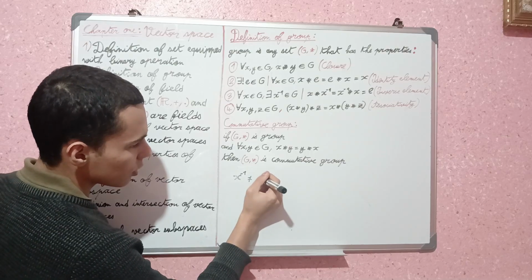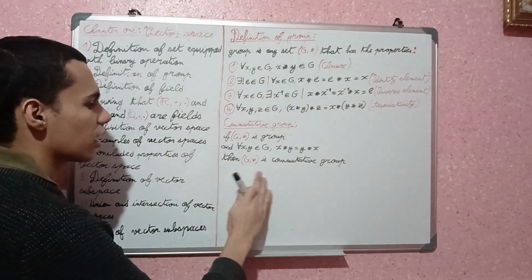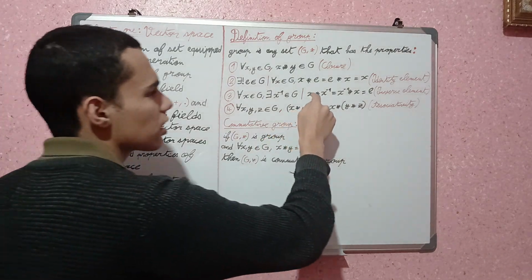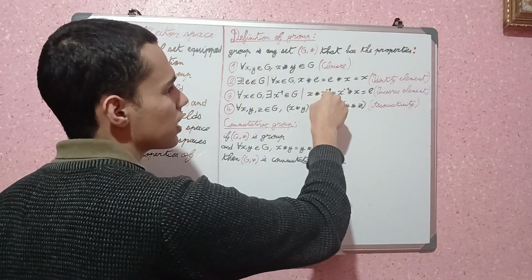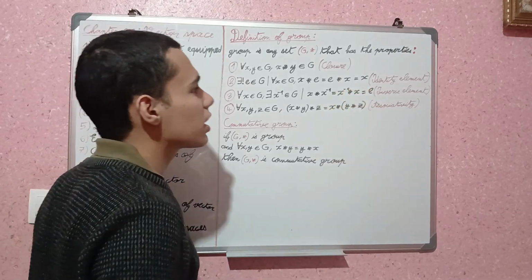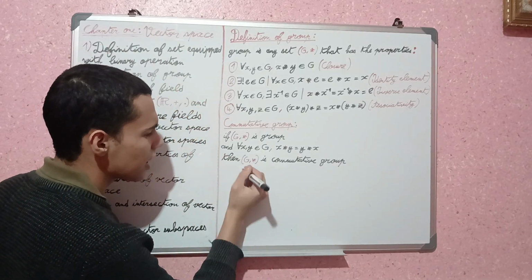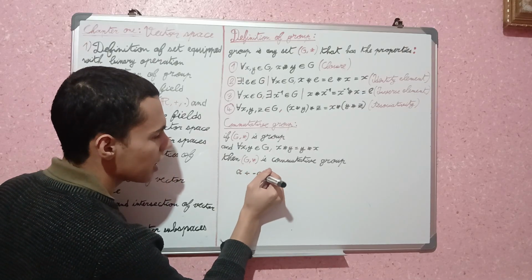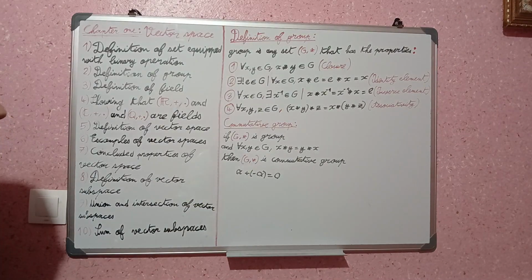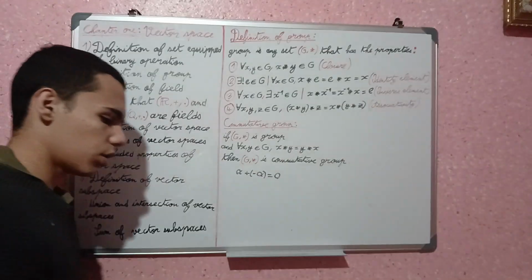This doesn't equal 1 over x. This is wrong in this context. We just mean that x has an inverse, such that x star inverse of x equals inverse of x star x, and equals e. For example, a plus minus a equals 0. This is in real numbers for the binary operation of addition. All right.